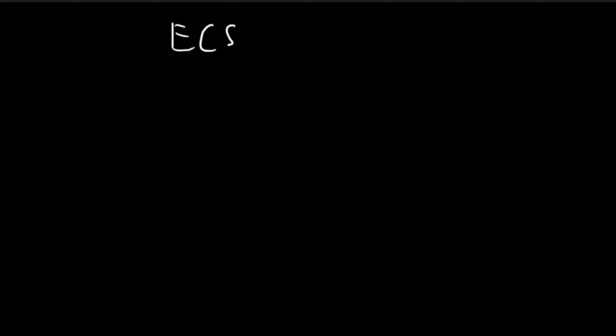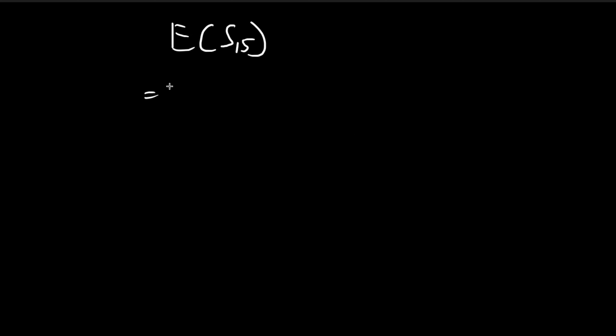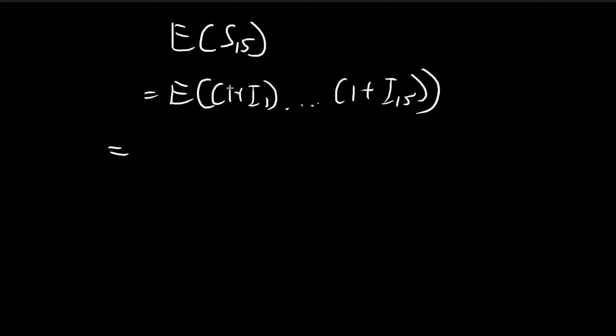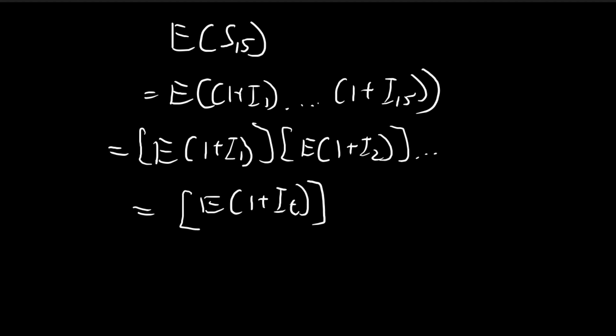So now let's move on to the actual question itself. We're going to use both of these results that we just got. So the expected value of S15 is just equal to the expected value of 1 plus I1 multiplied by 1 plus I2 all the way to 1 plus I15. And then because all of these are independent, we can actually break this up. So expected value of 1 plus I1 times expected value of 1 plus I2, and so on. We have 15 terms that are equal to this.